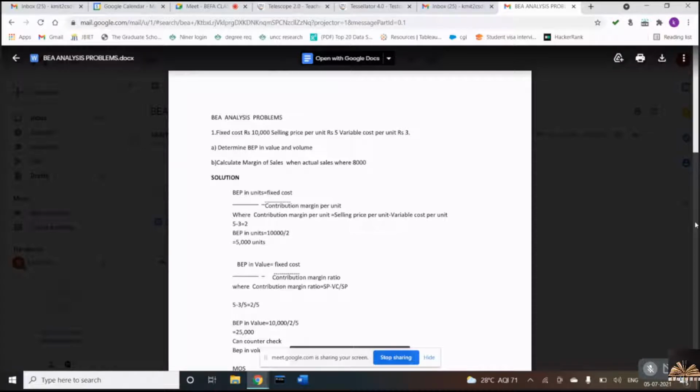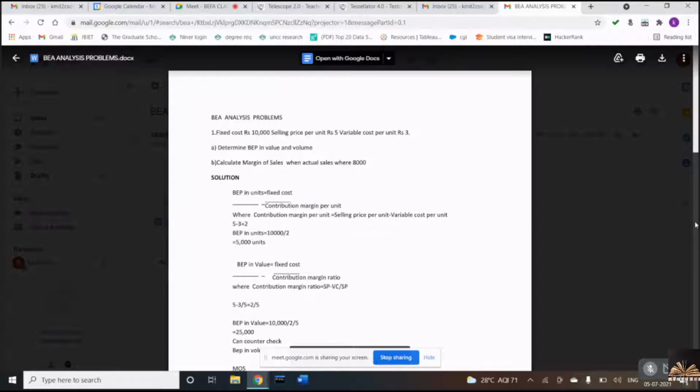So did you follow how we get break-even point in volume? Any doubts? Selling price would be given per unit. Variable cost would be given per unit. Fixed cost will also be given in the question. The only thing is you have to apply this small formula. So this is break-even point in volume. Now let's calculate break-even point in value. What is the formula for that? Break-even point in value is equal to fixed cost divided by contribution margin ratio.